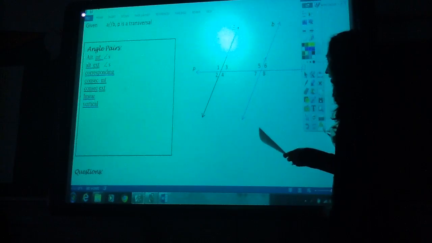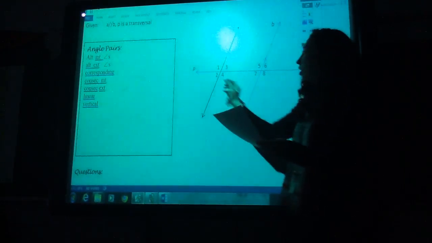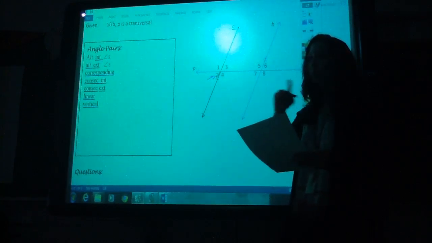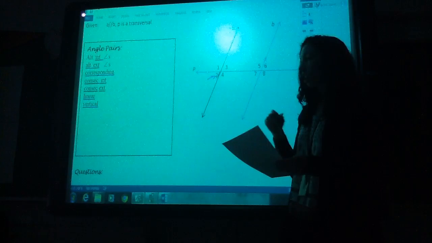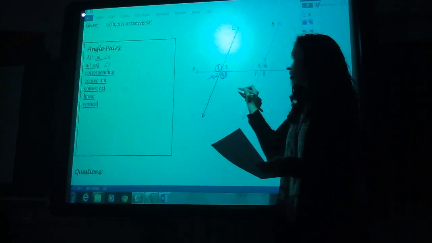And number 11 states to choose all of the angles that are supplementary to 2. Supplementary to 2 means not equal to 2. They are the ones that you add to 2 to get 180. So 1 would work, and 4 would work.